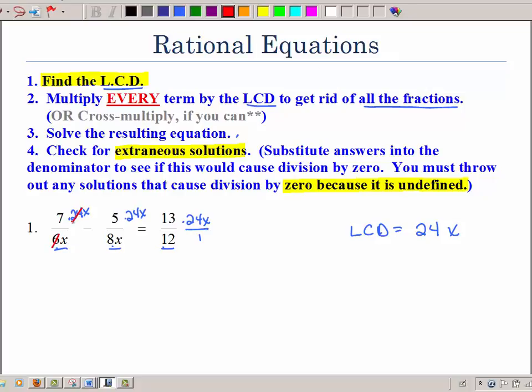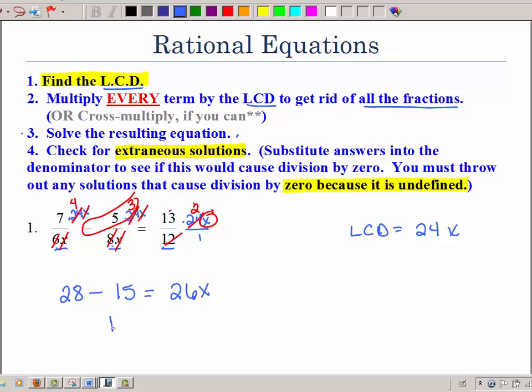So 6 goes into 24 4 times, and the x's cancel out, and we would have left 28 minus the x's cancel. 8 goes into 24 3 times. I'm going to multiply that together. We get that negative 15. And then we have 12 goes into 24 2 times. Don't lose the x. Multiply all that together, and we get 26x. So we've gone from a very scary looking equation to something very easy. So let's go ahead and now solve.